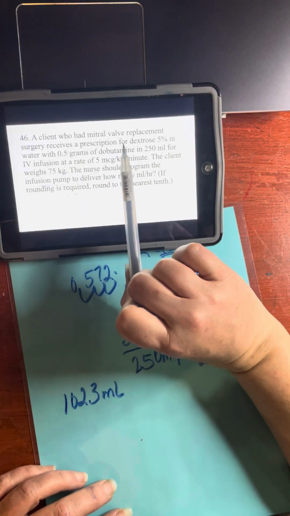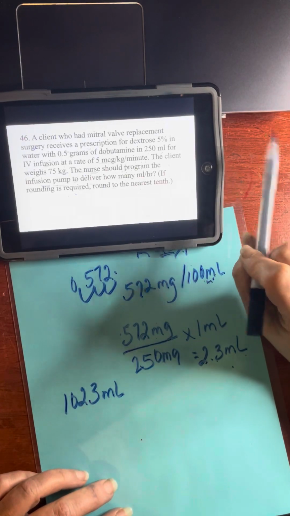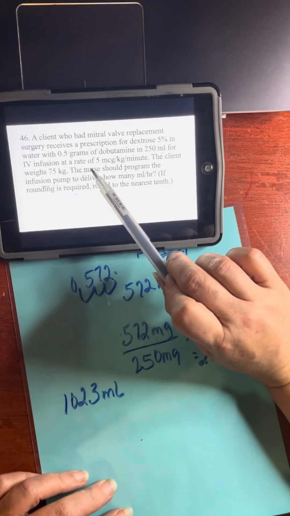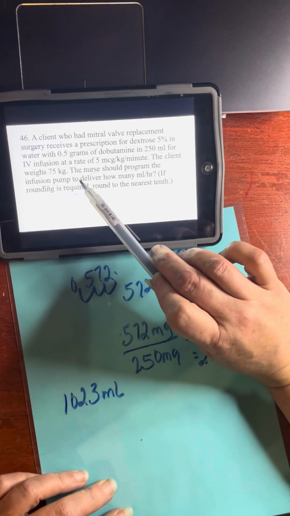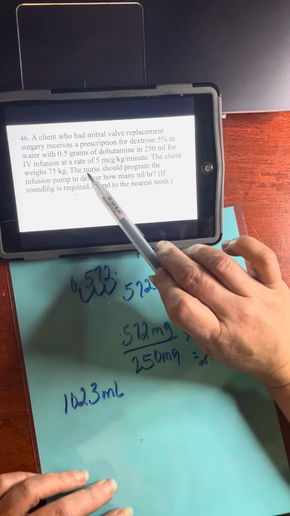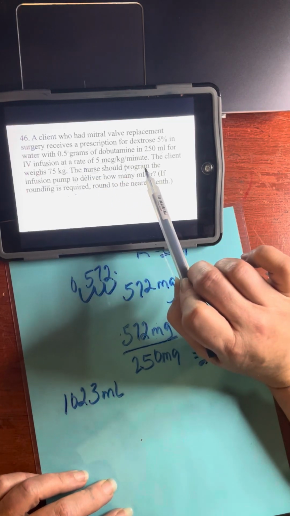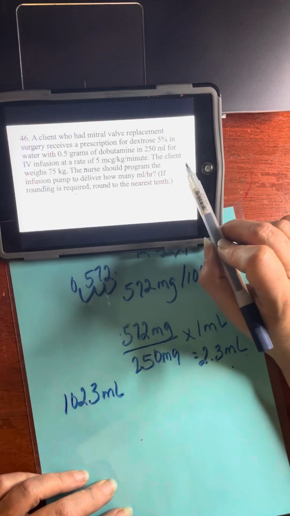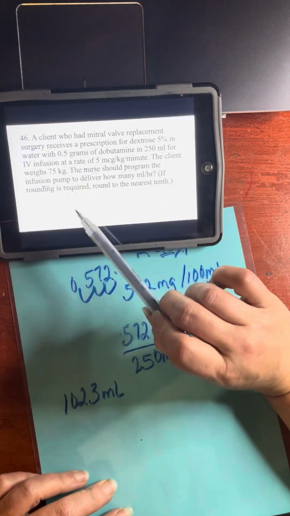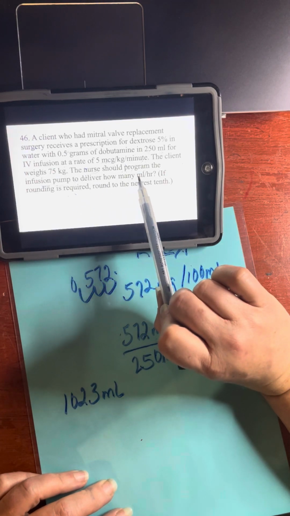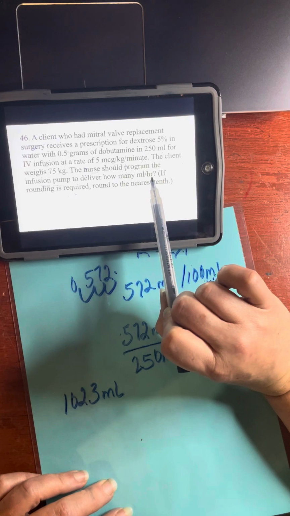So a client has a mitral valve replacement surgery, receives a prescription for dextrose and water, 0.5 grams of dobutamine in 250 milliliters of IV for IV infusion at a rate of 5 micrograms per kilogram per minute. The client's weight is 75 kilograms. The nurse should program the infusion pump to deliver how many milliliters an hour?